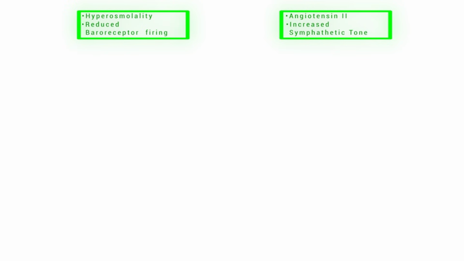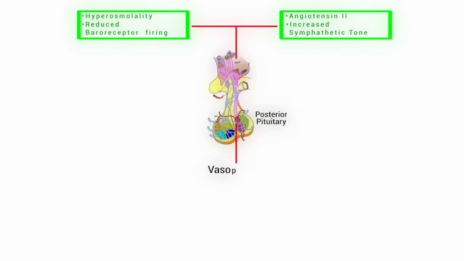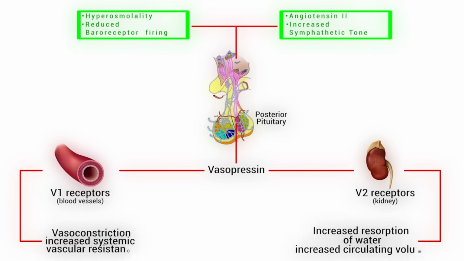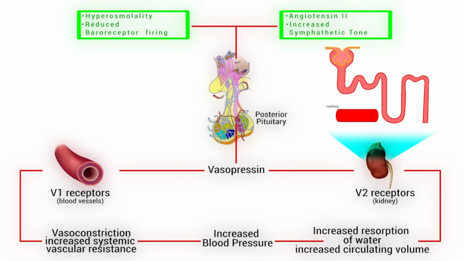Now you see the posterior pituitary secretes vasopressin, the antidiuretic hormone, which acts on the V1 and V2 receptors, causing vasoconstriction and increased water reabsorption, thereby maintaining water volume and blood pressure. Its release is upon stimulation by hyperosmolarity, parasympathetic firing, angiotensin 2, increased sympathetic tone, etc.